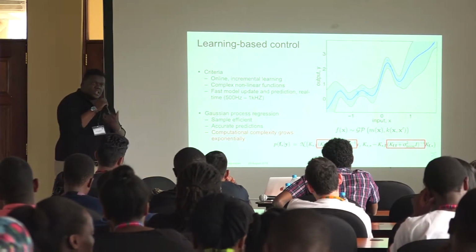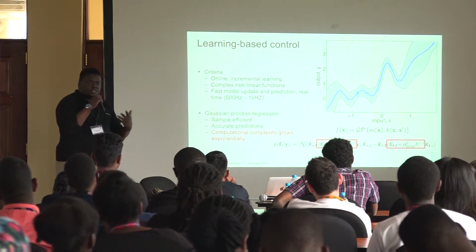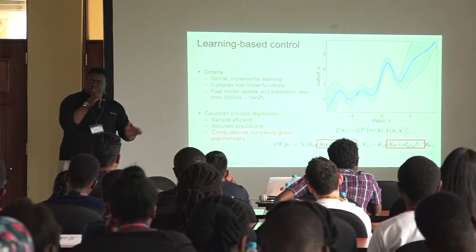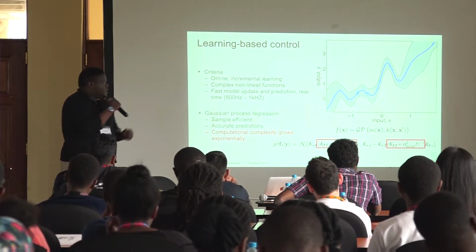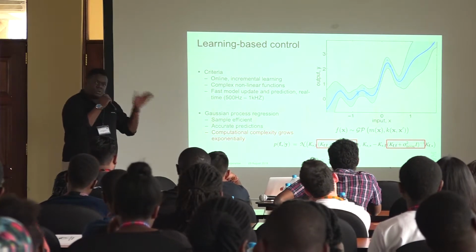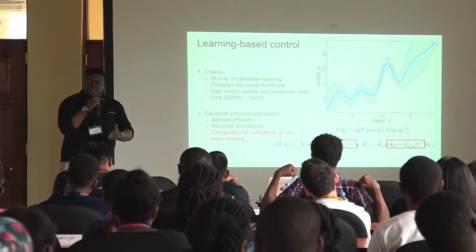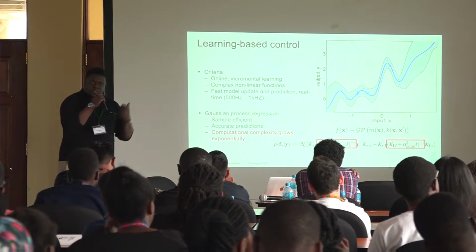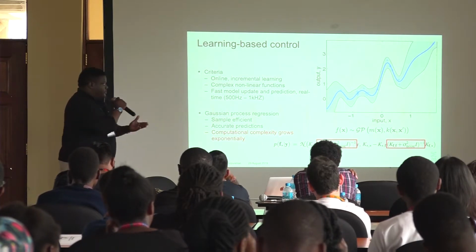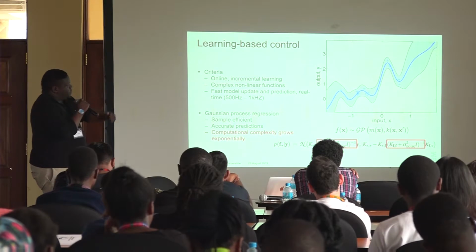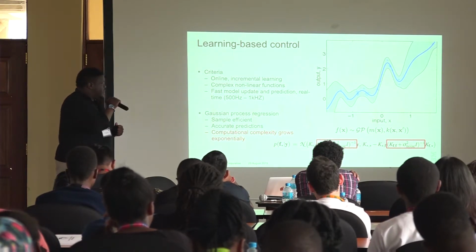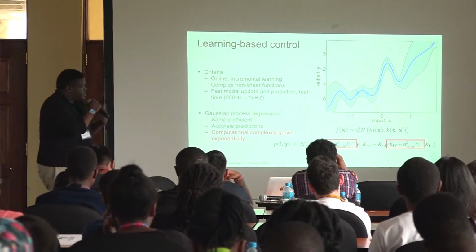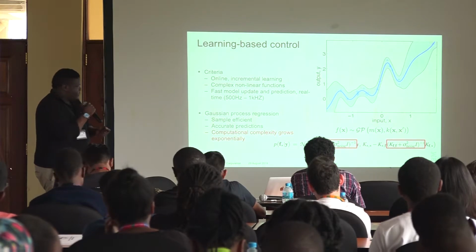But you cannot just apply any regression technique. There are some criteria that you have to meet. The first one is that your model has to be able to learn online, so an incremental update of the parameters as new data comes in. The reason is that robots are typically high-dimensional systems, so it's almost impossible to explore the entire state space to generate enough data to learn a globally accurate model. And also, you want to be able to learn complex nonlinear functions, and your model needs to be able to update itself fast, and you also need to make quick predictions in real time.